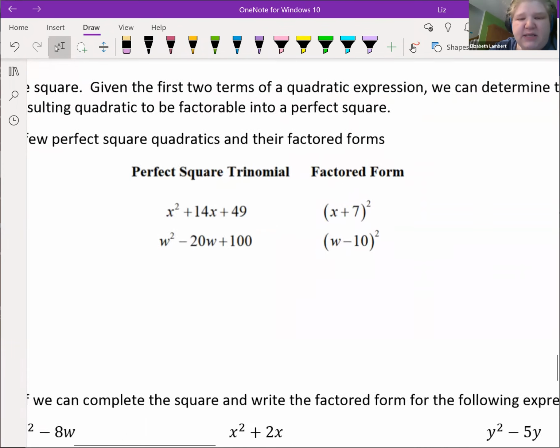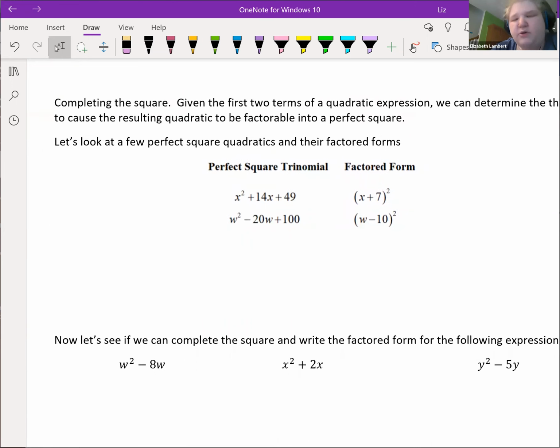So I want you guys to look at these two perfect square trinomials. X squared plus 14x plus 49. W squared minus 20w plus 100. And the factored forms are x plus 7 squared and w minus 10 squared. So what we want to observe is a relationship between this and this number, and then the relationship between this and this number. So I say it like that deliberately. There is an order to the way you look at these.